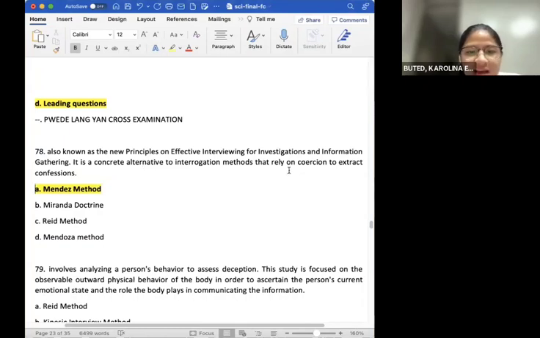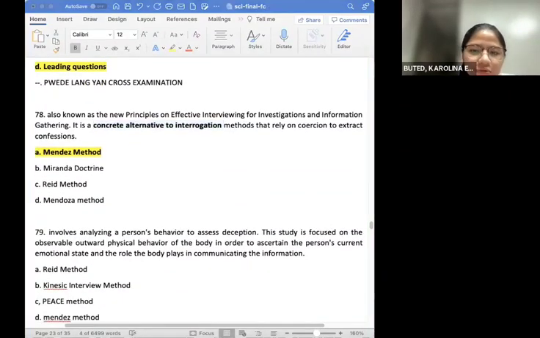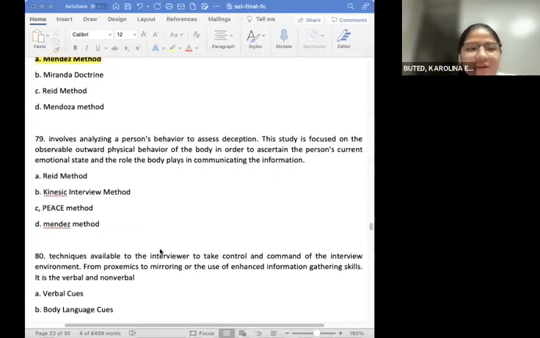Nakadepende daw yan sa concrete alternative or kapalit ng interrogation methods. Dito, we have the full respect to the rights and human dignity. Okay. Miranda Doctrine, Reid Method, na-discuss na natin kanina to. Reid Method, yung merong factual analysis, behavioral analysis, and interrogation. Correct? Mendoza Method, wala niyan. Gawa ko lang yung Mendoza Method na yan. Okay? Okay, 79.